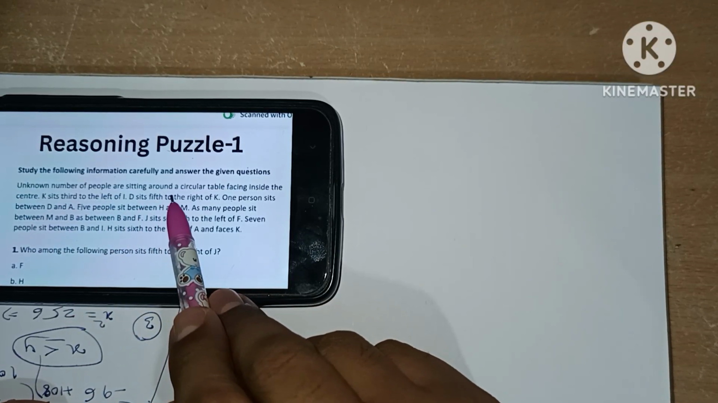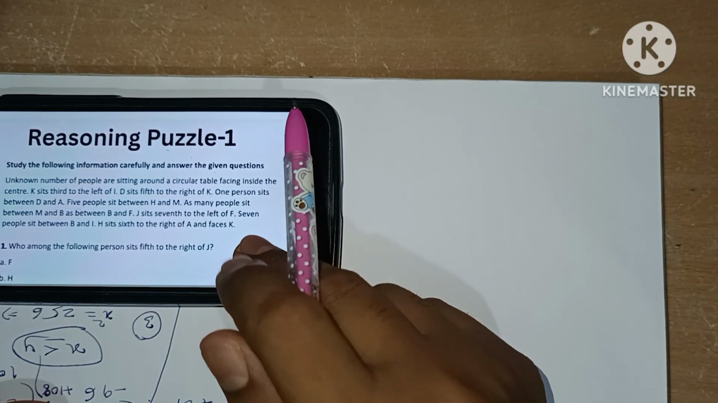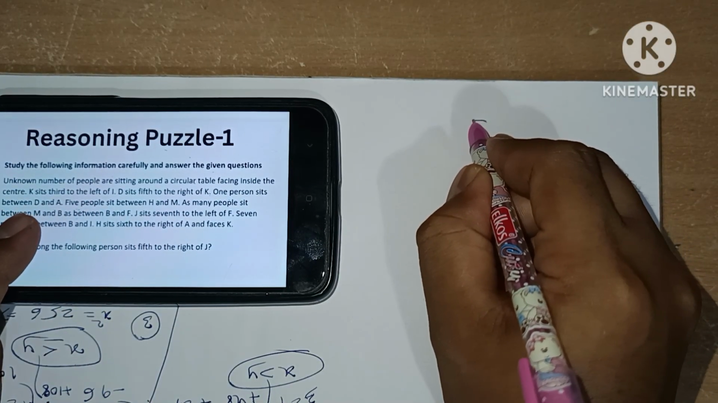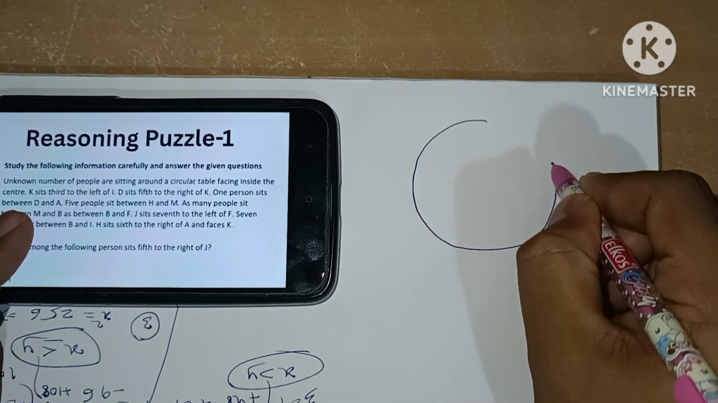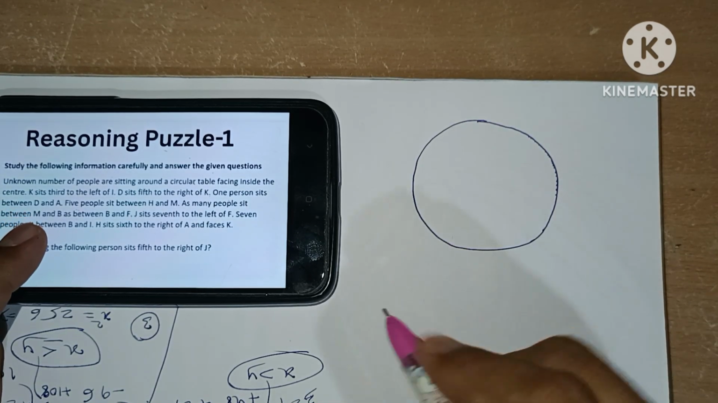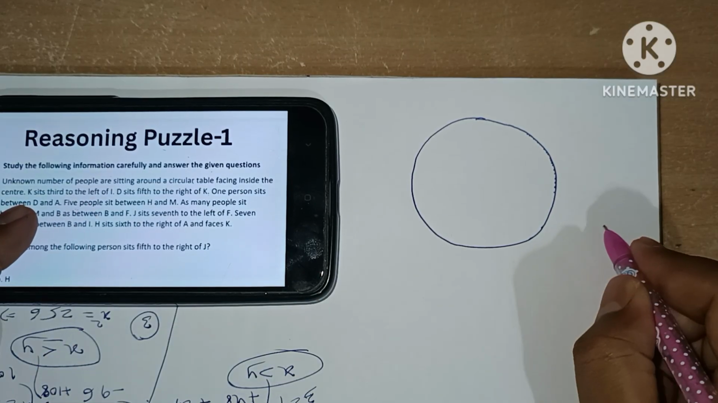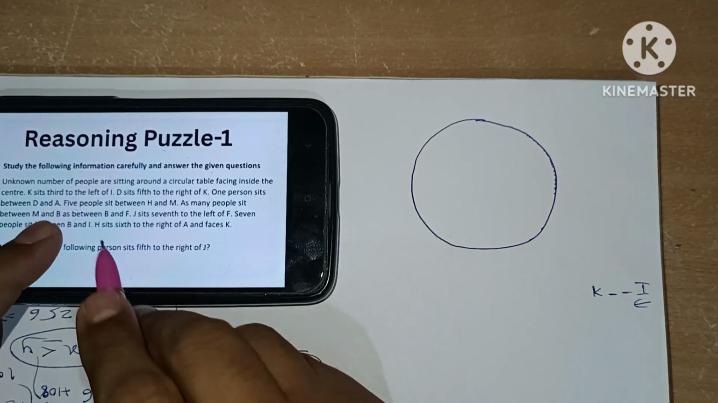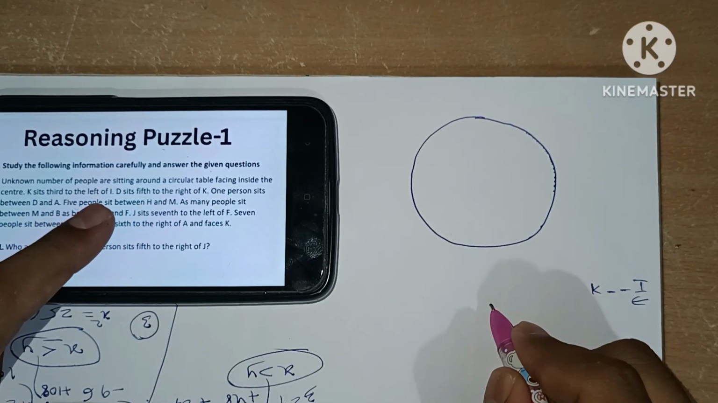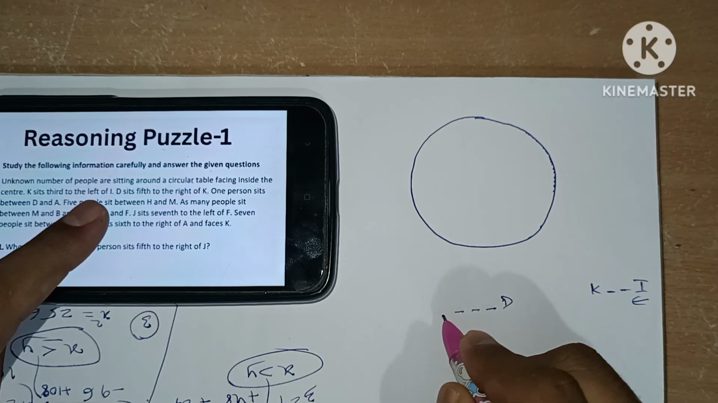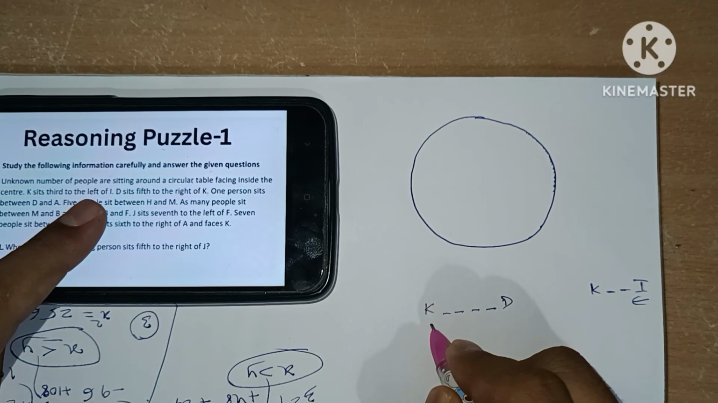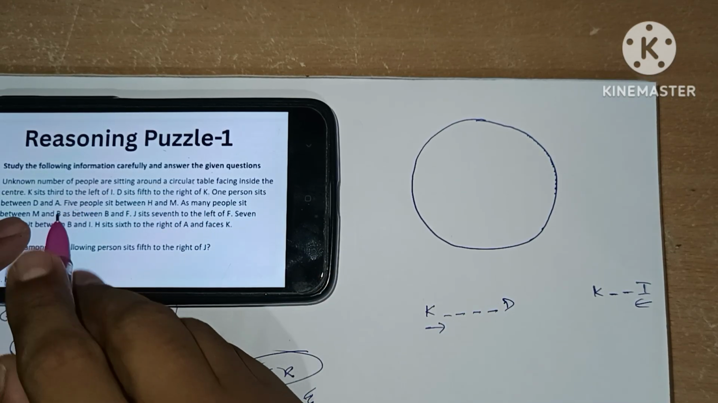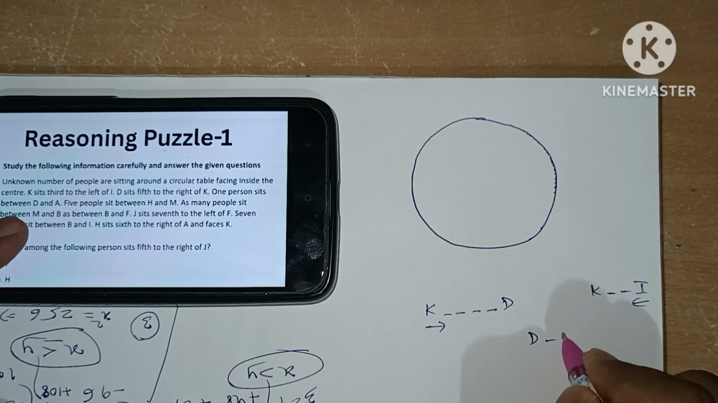Unknown number of persons are sitting around a circular table facing inside the center. K sits third to the left of I. Let's take a circular table and note the rough statements. K third to the left of I. D sits fifth to the right of K. One person sits between D and A.